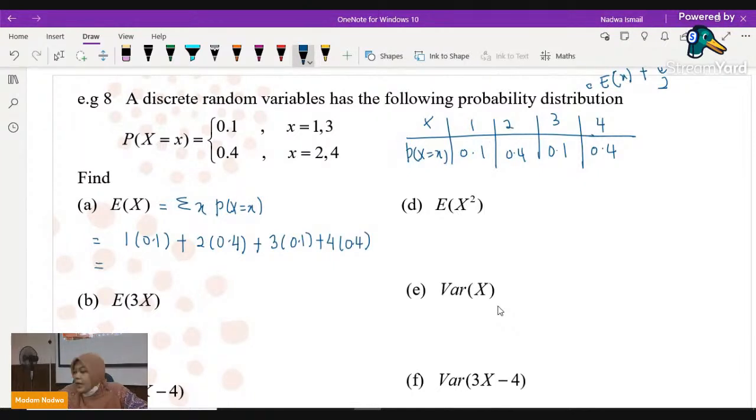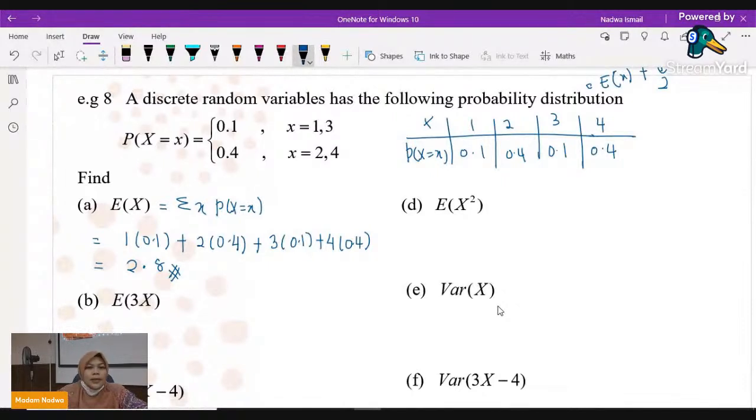Okay, cuba cari dapat berapa. Dapat berapa? 2.8. Okay, so this is your E(X), expectation value. Yang dekat YouTube ada yang dapat 2.8 sama? Dapat tak 2.8 everyone? Alright.